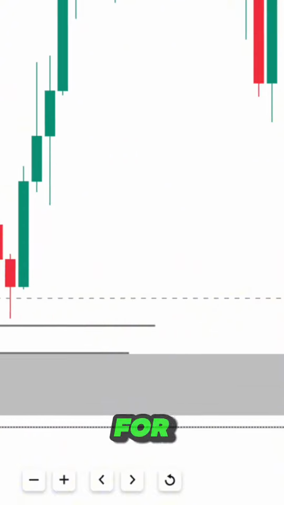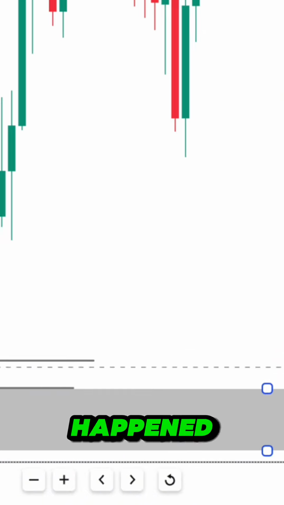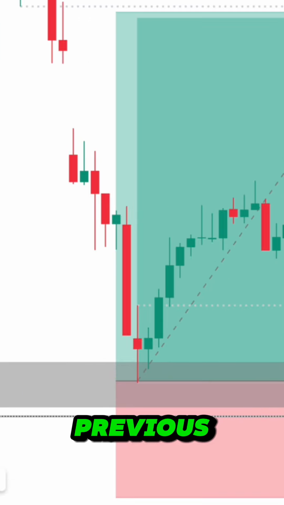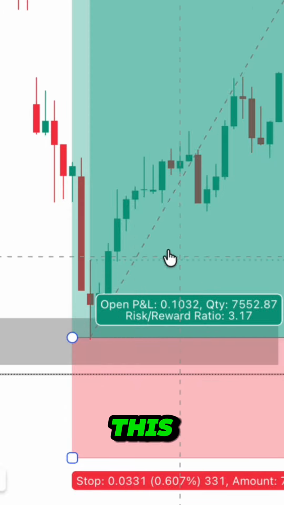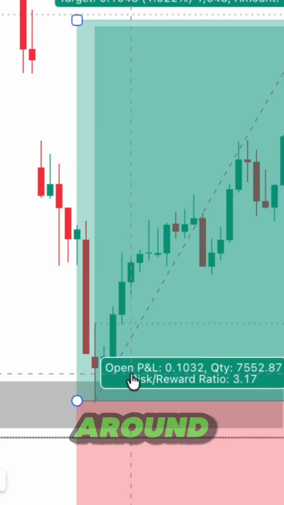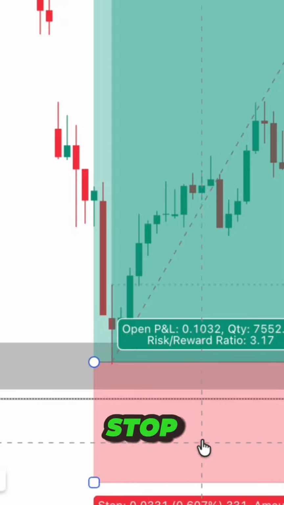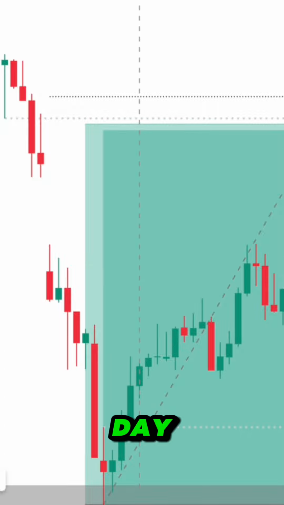So what we are waiting for is market to come down and mitigate that, and that is exactly what happened right here. So at this point, which is close to the low of the previous day candle, we just look, okay, that's how this trade came about. We just look for entering around this area and we're looking for a 1 to 3 risk to reward ratio. So your stop loss there, and you can target the daily open or even the previous day high.